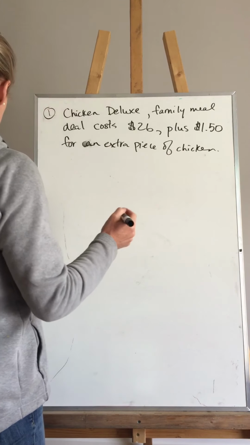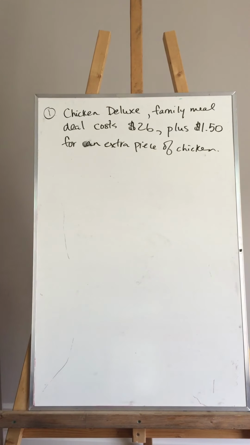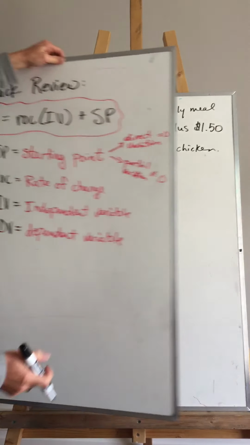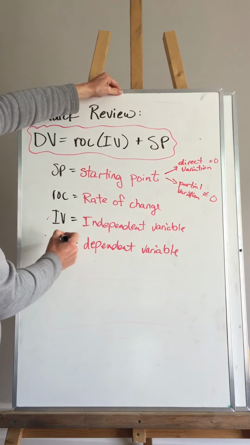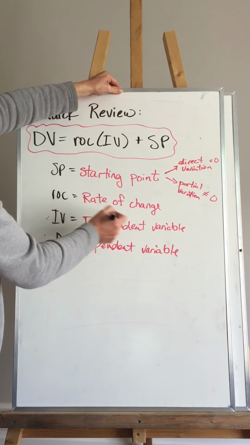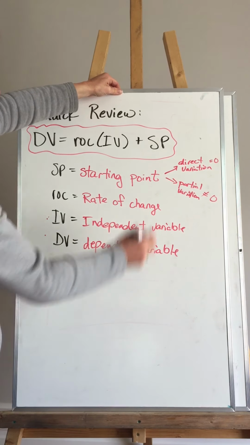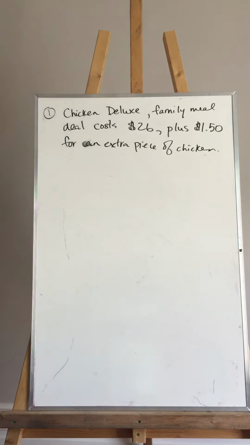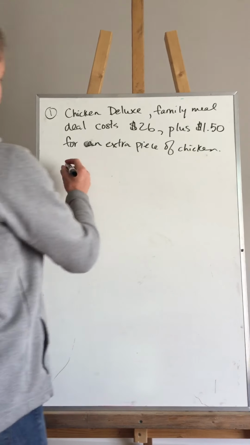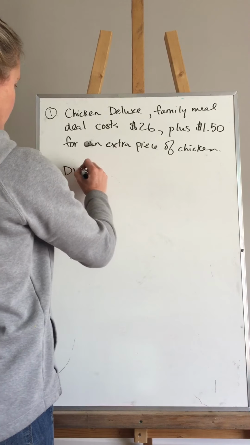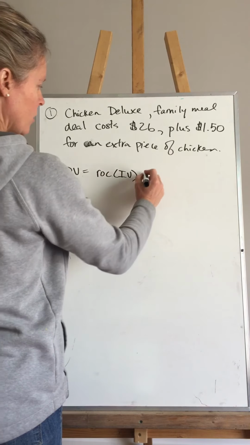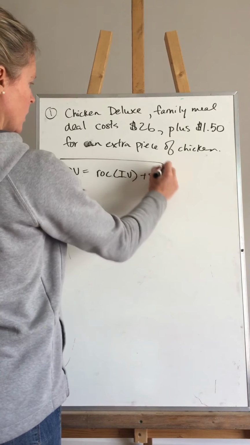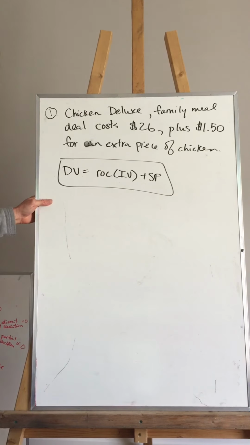So we'll do what we did before. I'm going to write down my equation, then write down these four things, then start filling in what each one equals, then I will write my equation. Quick reminder that dependent variable equals rate of change times the independent variable plus the starting point. Just keep that there.